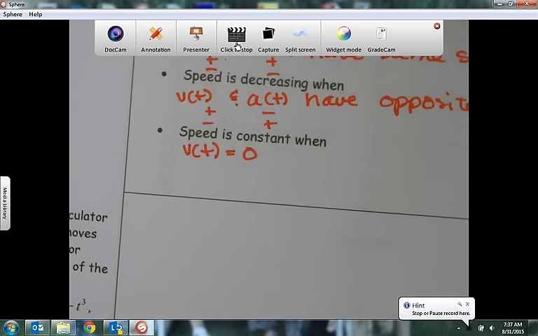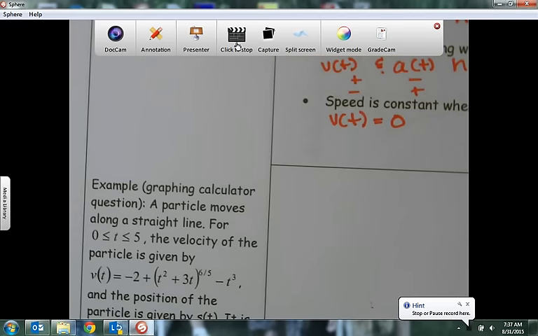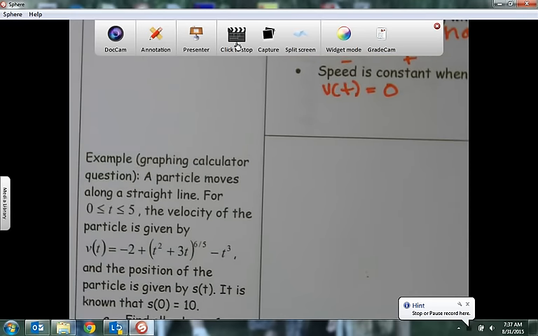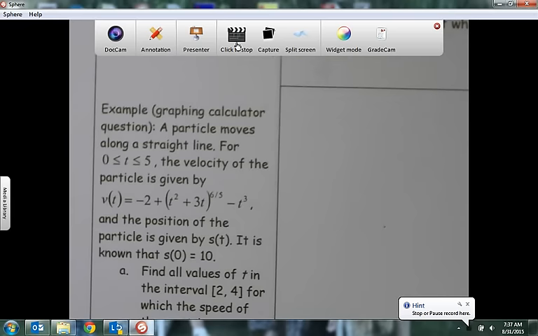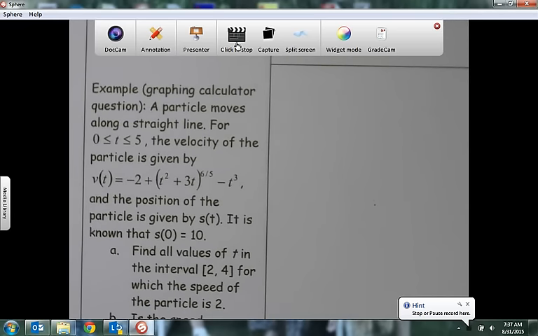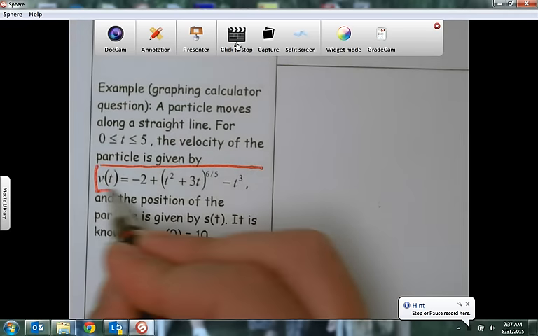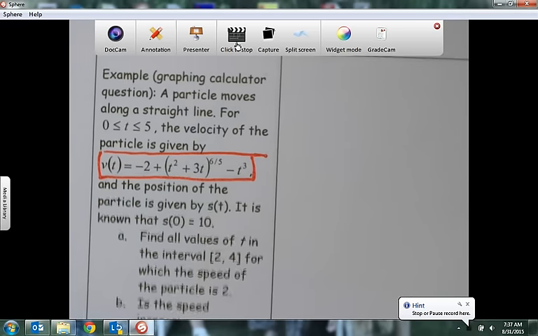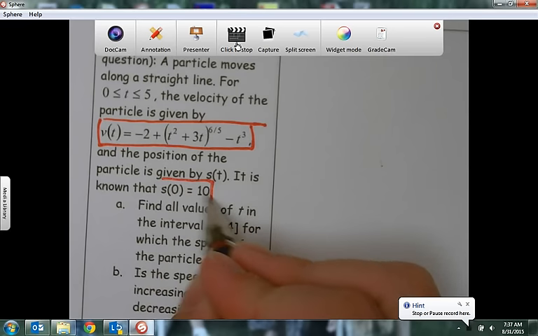Okay, so let's look at this one. And you get to use your graphing calculator. So it says a particle moves along a straight line between 0 and 5, and the velocity of the particle is given by this function. Okay, so there's my velocity. The position of the particle is s of t, and I know that s of 0 is 10.